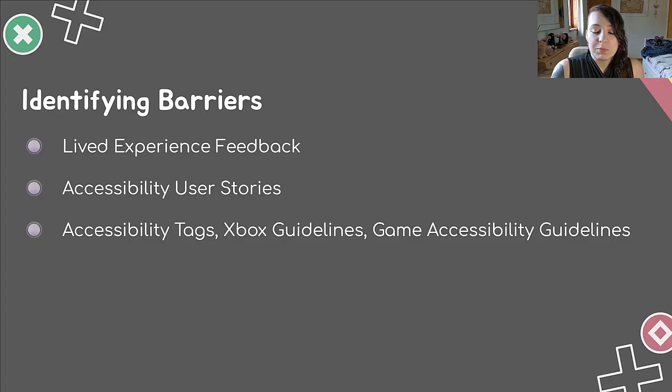For user stories, you would be looking for things like a one-handed player, tremors, low precision, strain, complexity, and these are fairly easy to find online if you search for accessibility user stories.